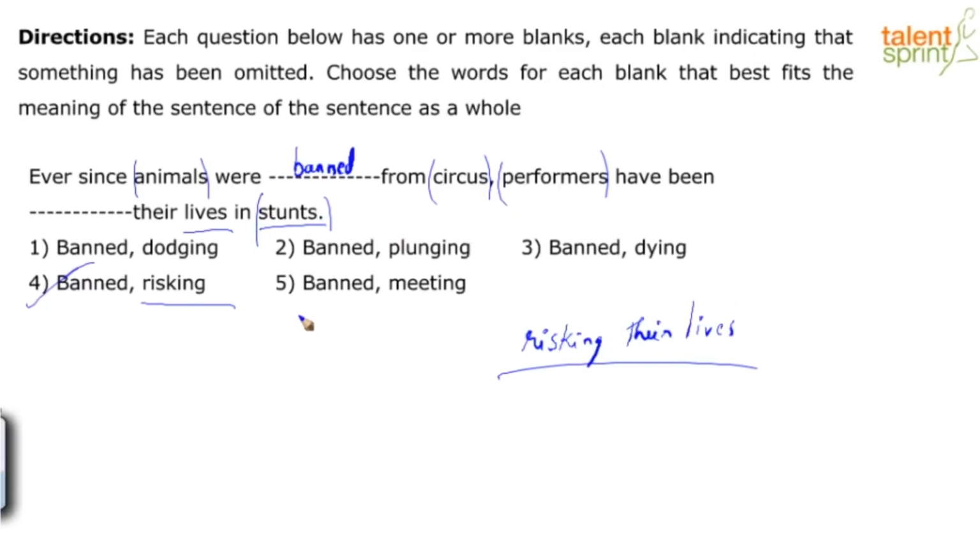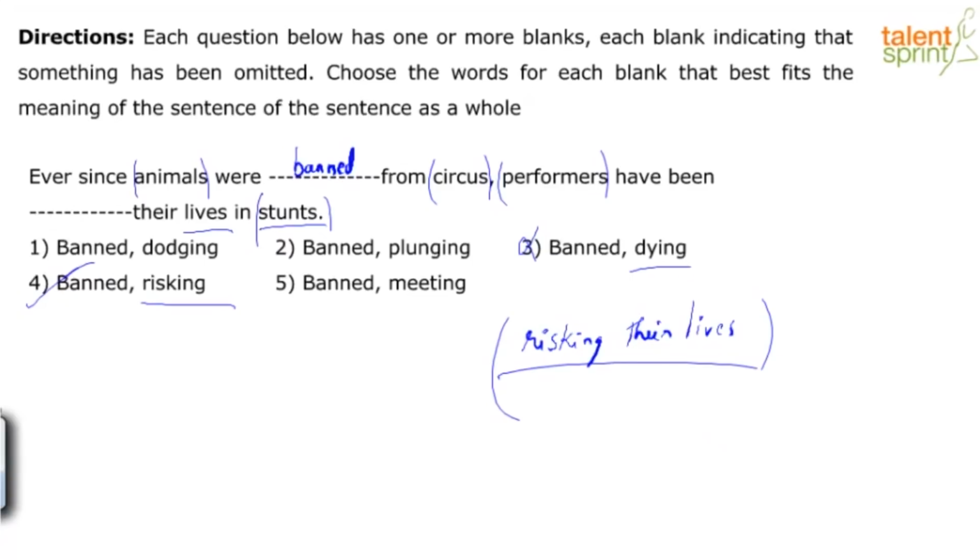Okay? Not 3. It's illogical. Have been dying their lives. Doesn't make sense, right? Logically. They have to take some risks to make it more exciting, just like how it was when the animals were there in the circus, right? So apply a little bit of logic, understand the context. If you're familiar with the expression risking their lives, you would close your eyes and choose option 4, which is the right answer. Otherwise also, I want you to think how you can figure out what the right answer is.